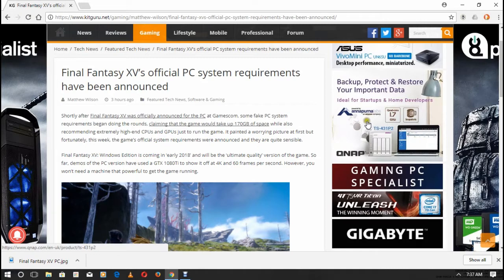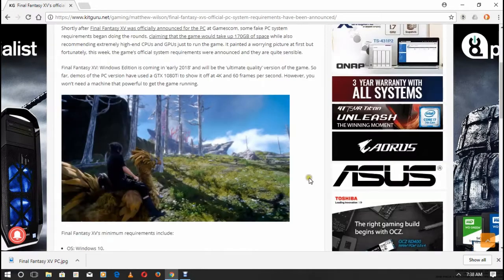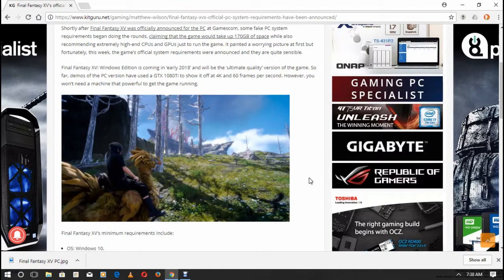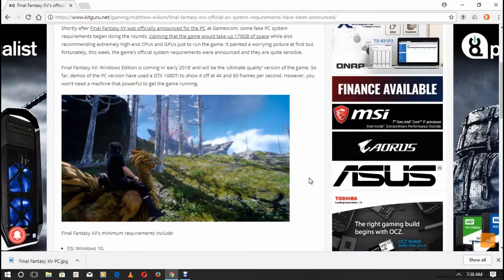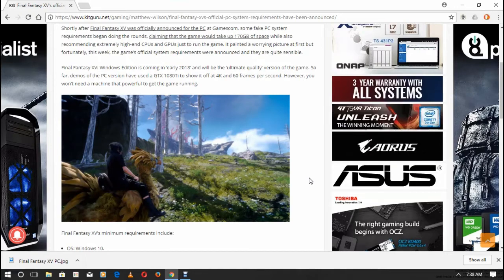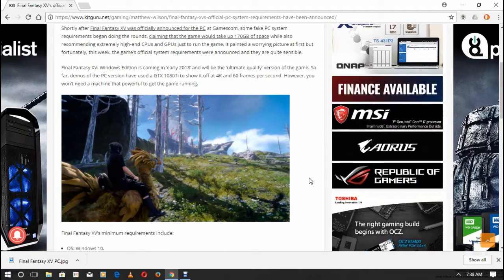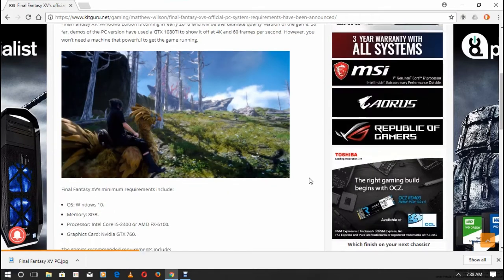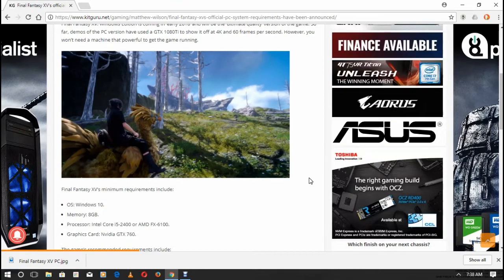Alright, so we're going to go over these. Now, Final Fantasy 15 Windows Edition is coming early in 2018, and it will be the top tier of quality. So far, the demos of the PC version have used a GTX 1080 Ti to show off that lovely 4K 60 frames per second, although you really won't need that to get the game running.